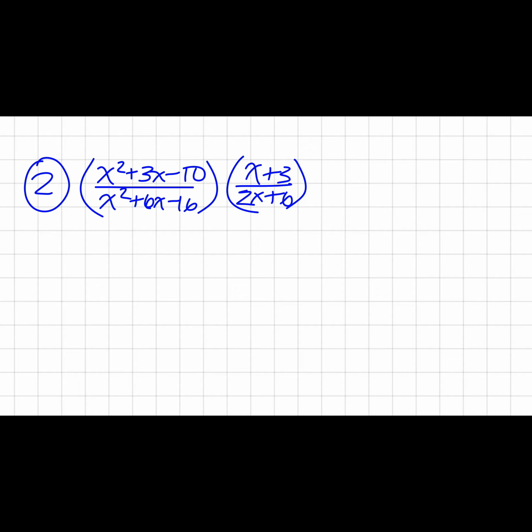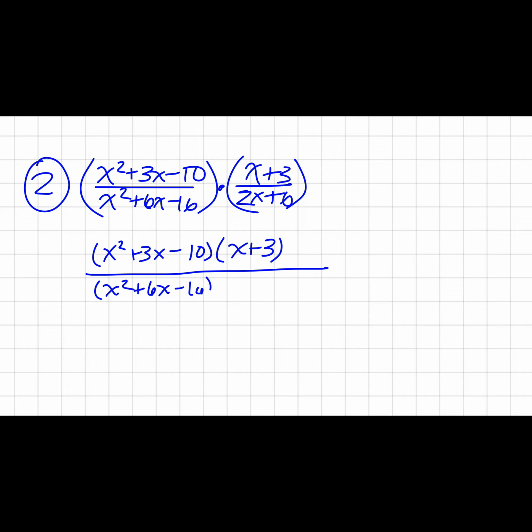So again, if I actually do the multiplication here, then we'll have one long fraction, x squared plus 3x minus 10 times x plus 3, over x squared plus 6x minus 16 times 2x minus 6. And again, I don't see anything immediately that we can cancel, and because of that, I'm going to look to see if I can factor some things out.